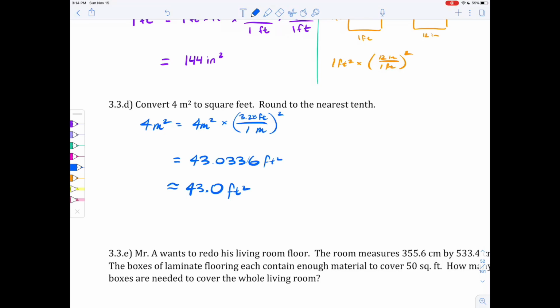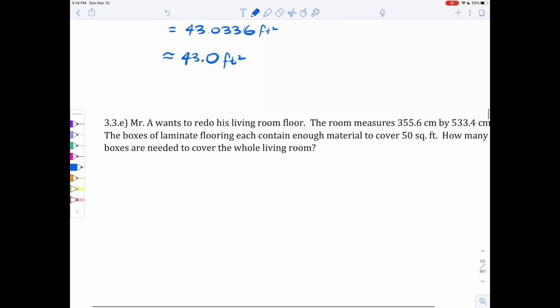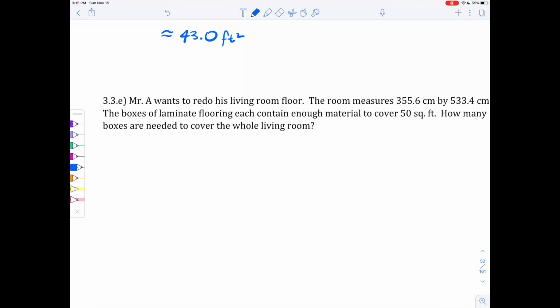Alrighty, looking at this last example, oh look, Mr. A wants to redo his living room floor.